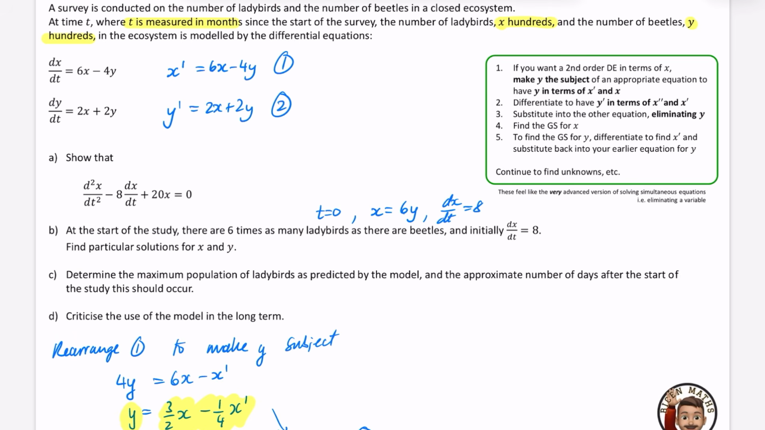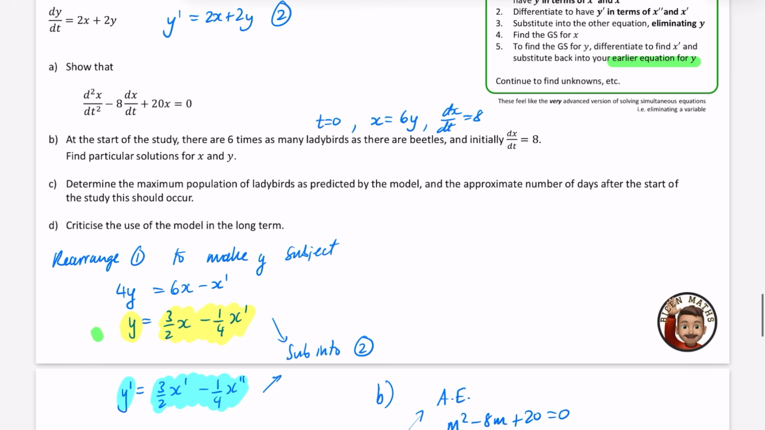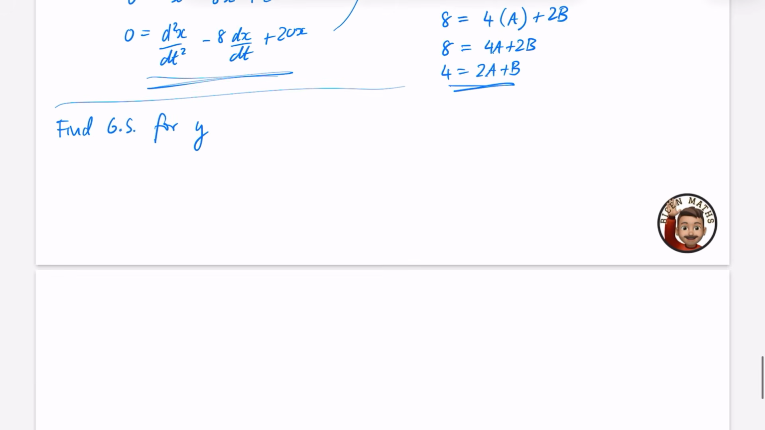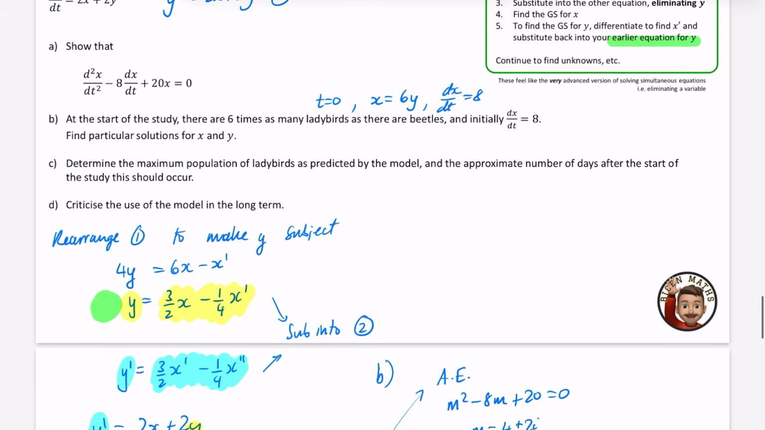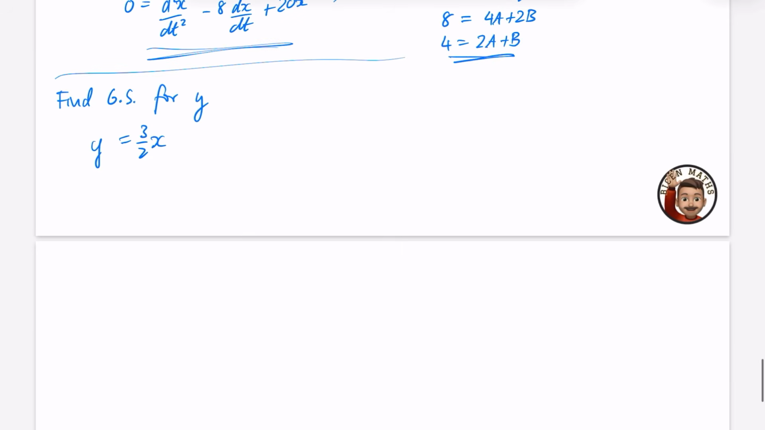So when we talk about this earlier equation for y, let me highlight this. My earlier equation for y, where did I put that? Ah, here it is. This is my earlier equation for y. If I substitute x and x dash into that equation that is green, it'll tell me what the solution is for y. So y is equal to 3 over 2x minus a quarter x dash minus 1/4 x dash.